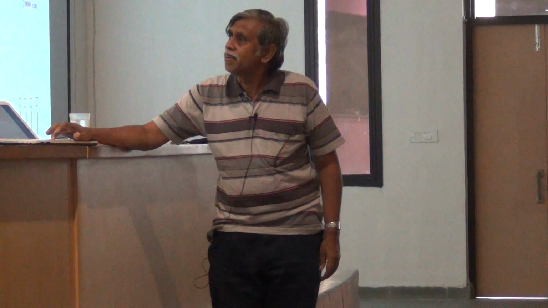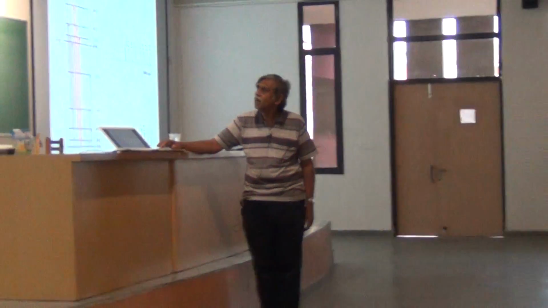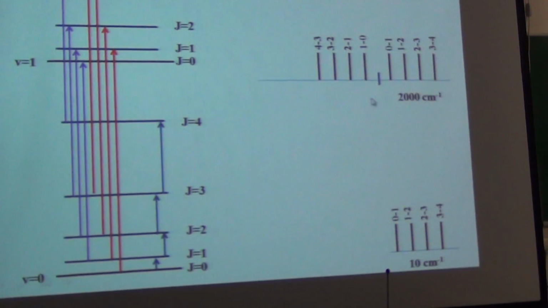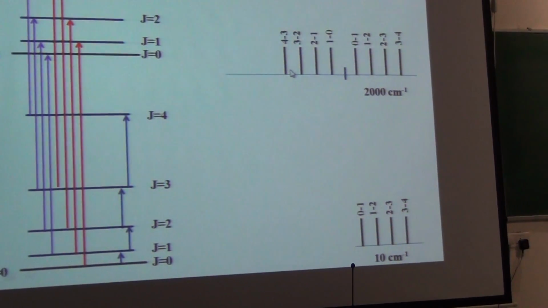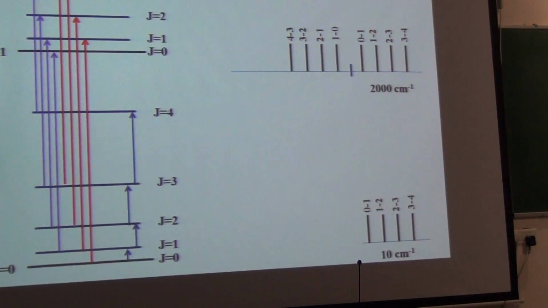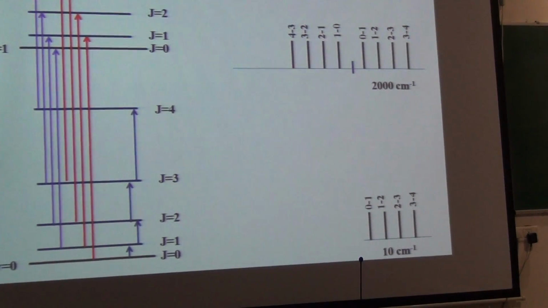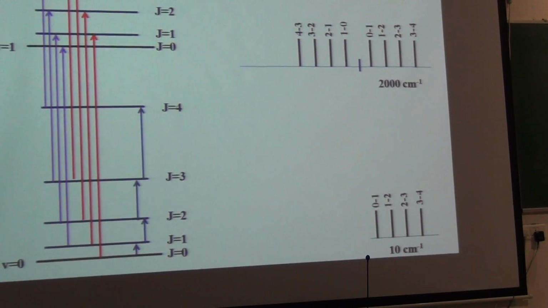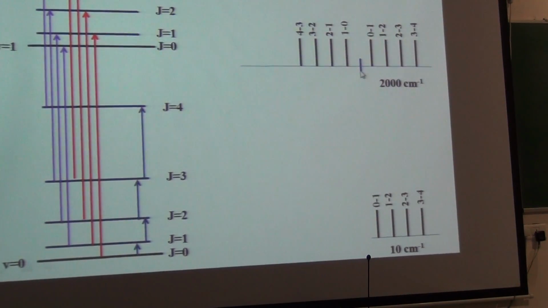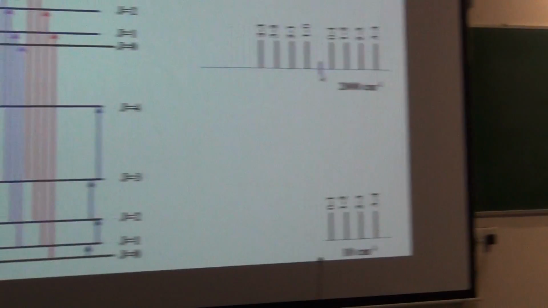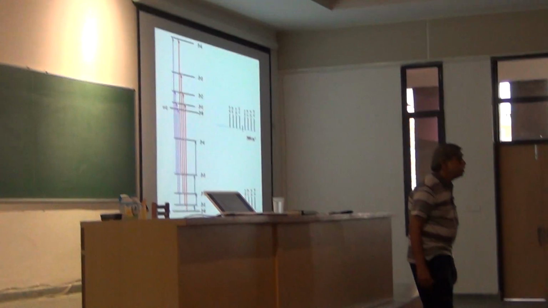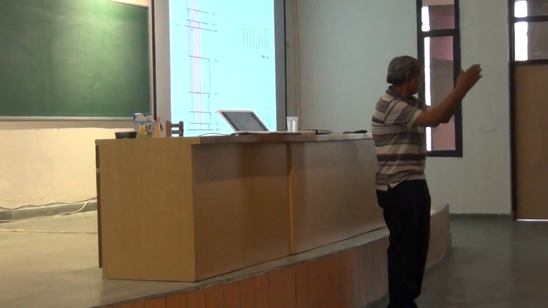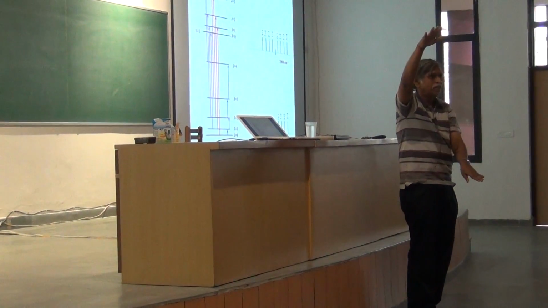What's the spacing here? It's 2B, the same over here. And I assume the B values are the same in both the upper state and the lower state. Therefore, they all have to be equally spaced. I made a little notch out here. What do you think that notch is really for? It's a 0-0 transition, which is not allowed, but which gives me the base. Everything is from there.